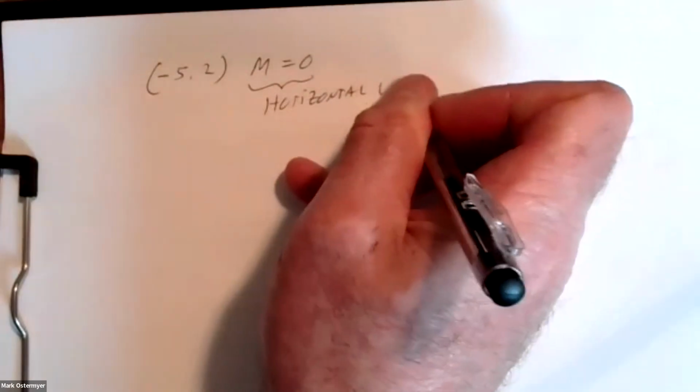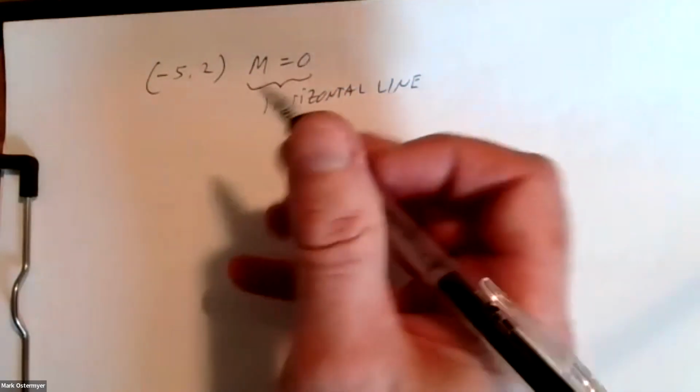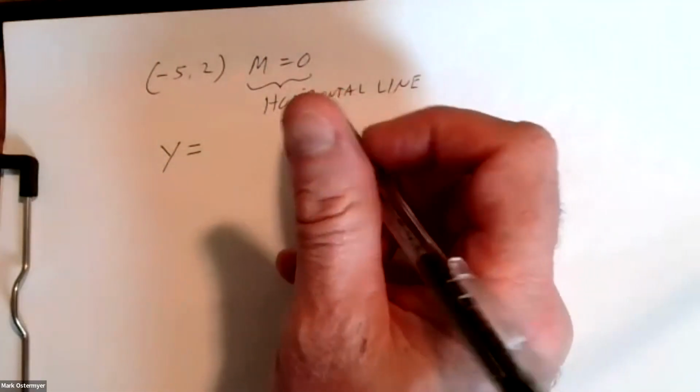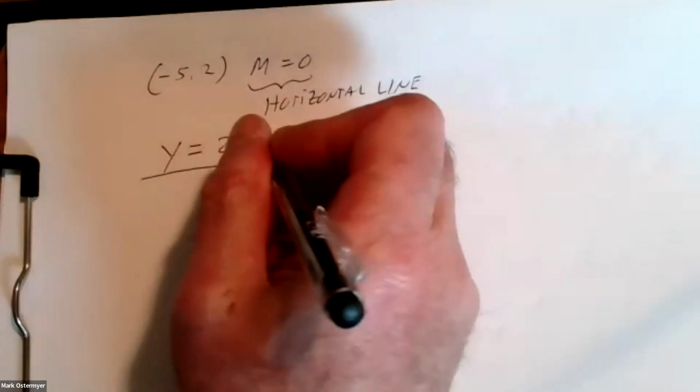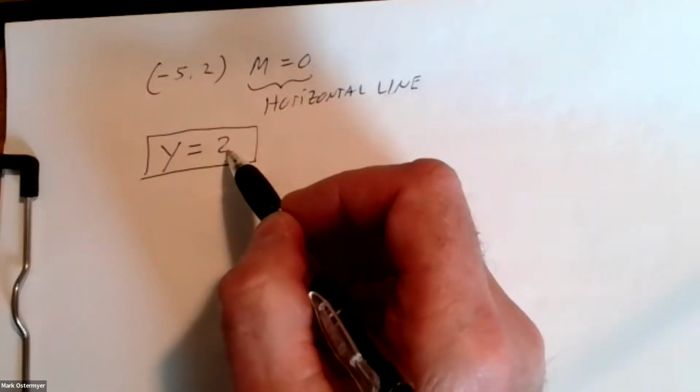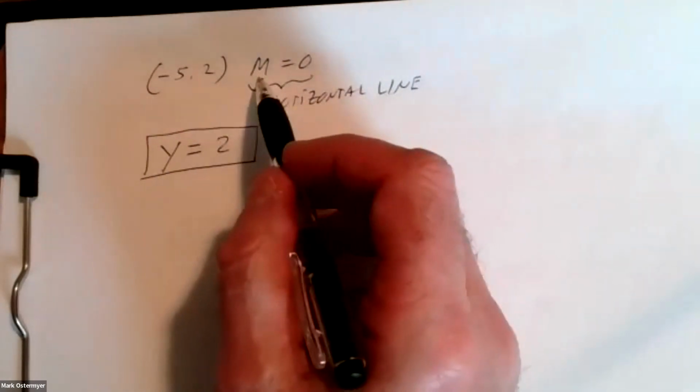The equation of a horizontal line is just going to be y equal to the y coordinate of the point that the line contains. So y is equal to 2 right here, and we're done. That's your equation of your line. y equals 2 is the equation of a horizontal line that contains this point and has a slope of 0. That's your answer.